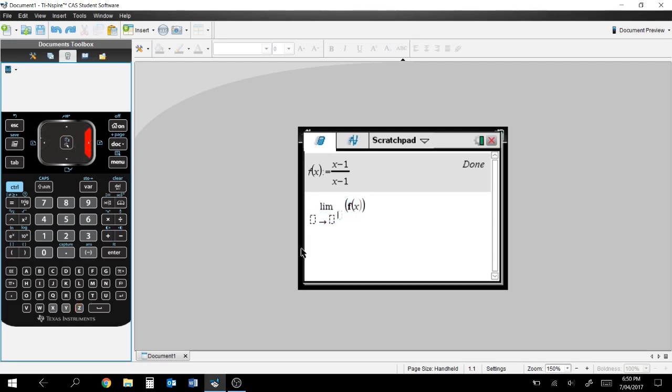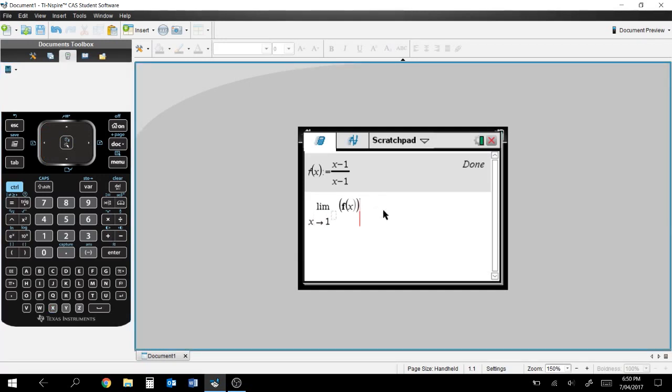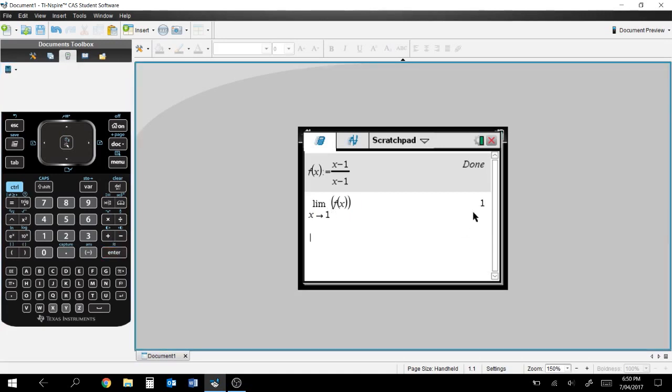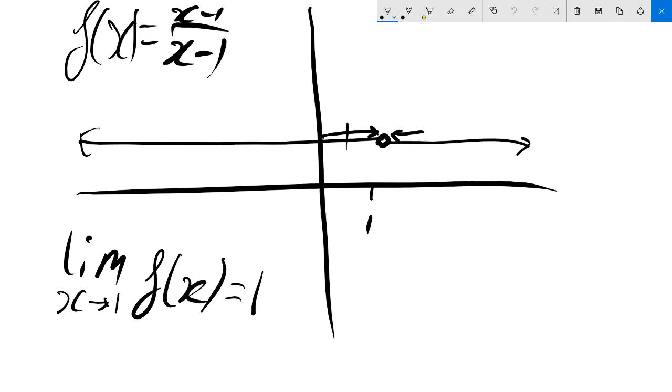Where is it right now? It should be right here. 1. There we go. After a lot of effort, we finally got there, and we can see it's equal to 1. Going back to our graph, we can see if we get closer and closer and follow this line, if this was perfectly straight and accurate, it would be 1 if it wasn't undefined.